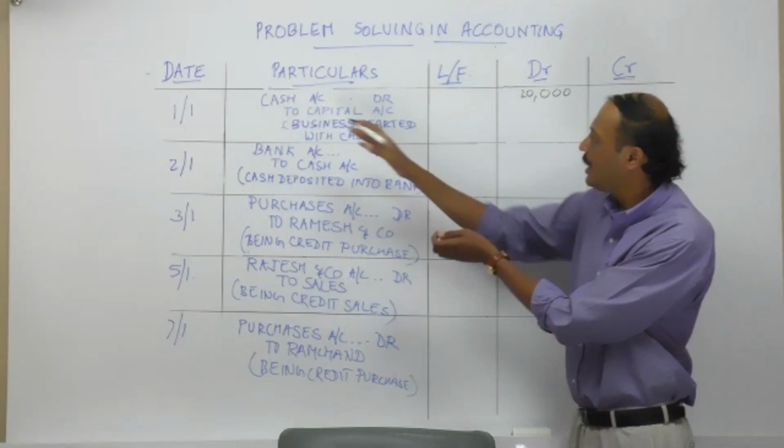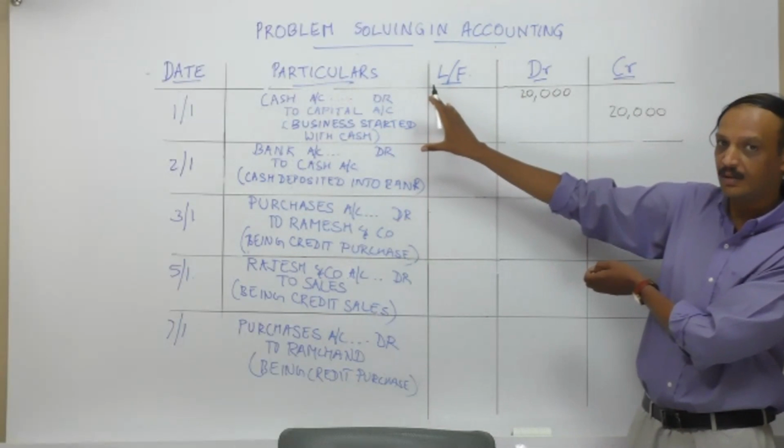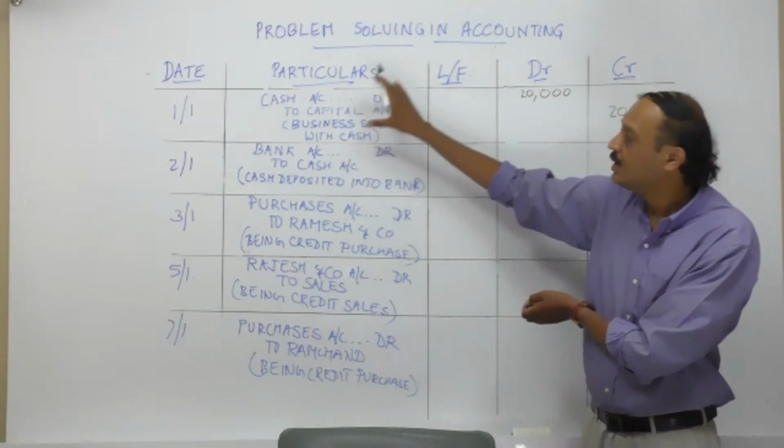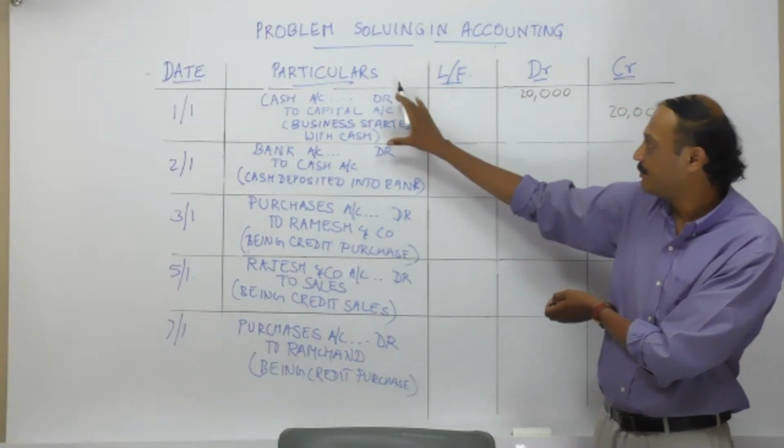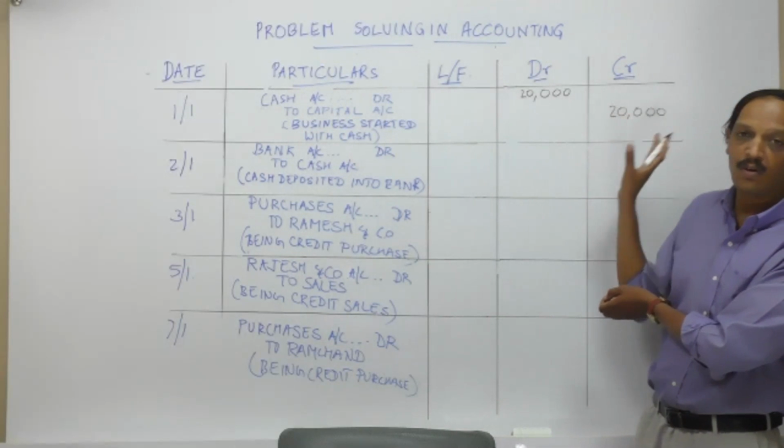But for now, this is how you post a journal. Identify the accounts, apply the rules, and post them. Debit and credit should always be the same.